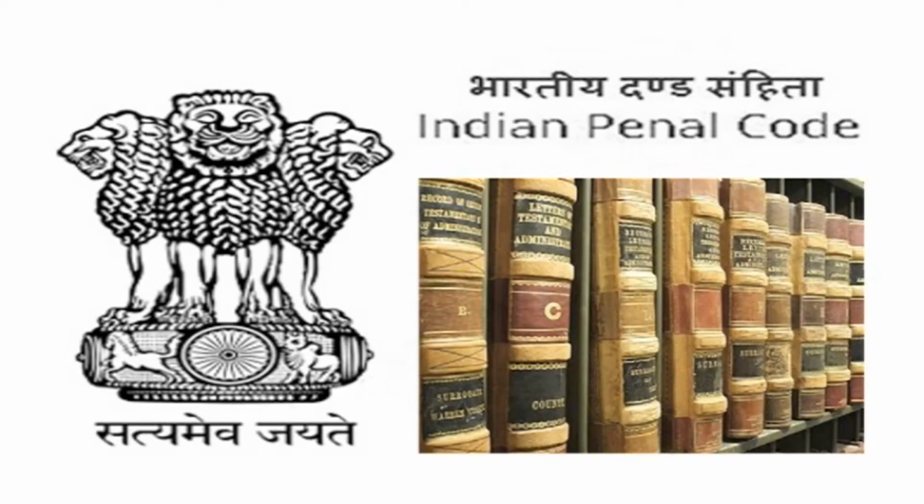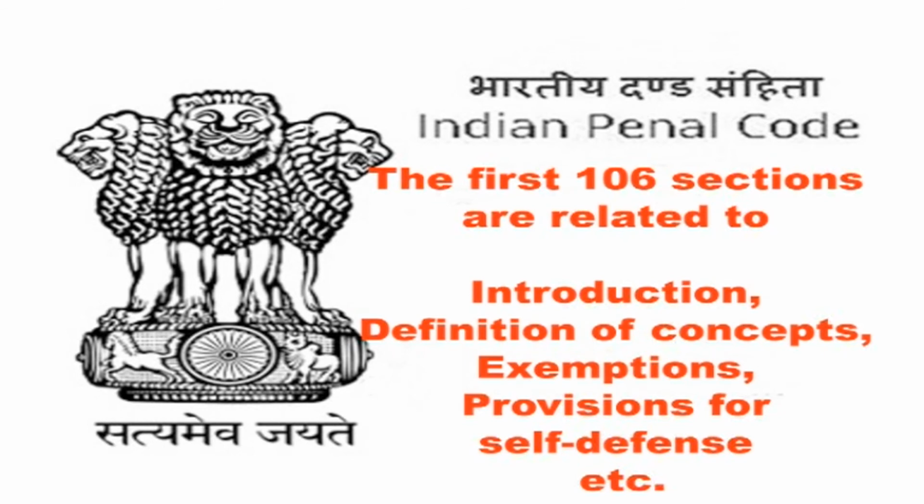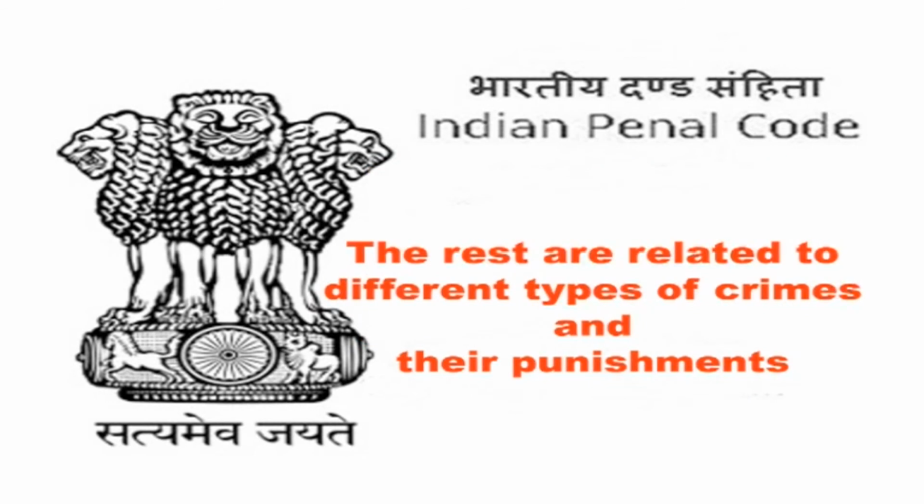In the Indian Penal Code, we see a very broad classification of crimes. The Indian Penal Code sections extend up to 511. Of these, the first 106 sections are related to introduction, definition of concepts, exemptions, provisions for self-defense, etc. The rest are related to different types of crimes and their punishments. Important Indian Penal Code classifications of crime are given here for your reference.